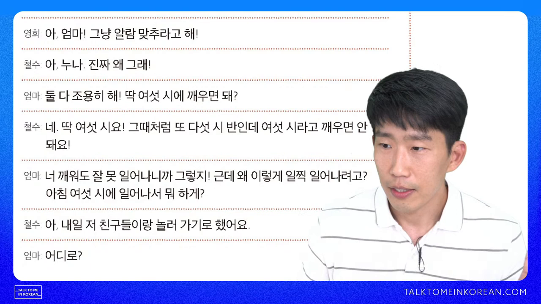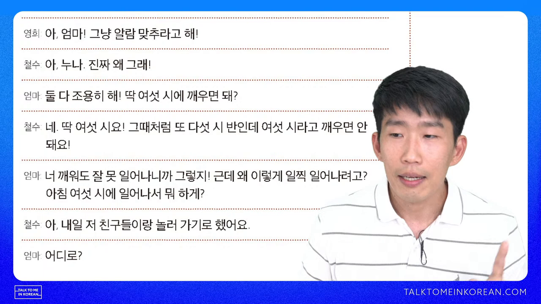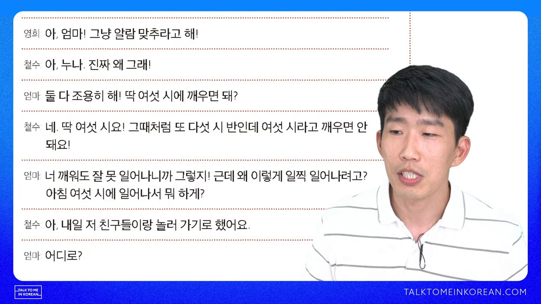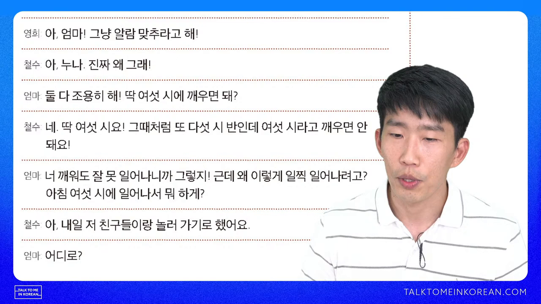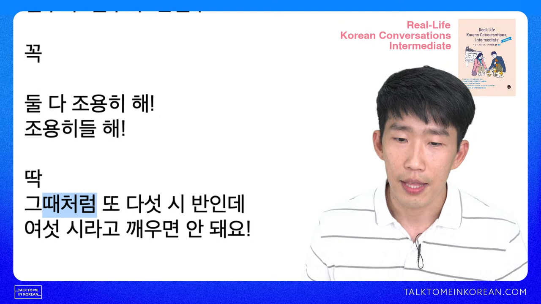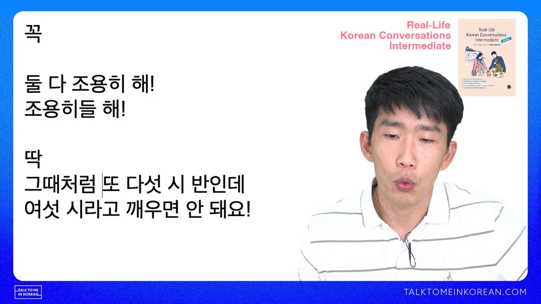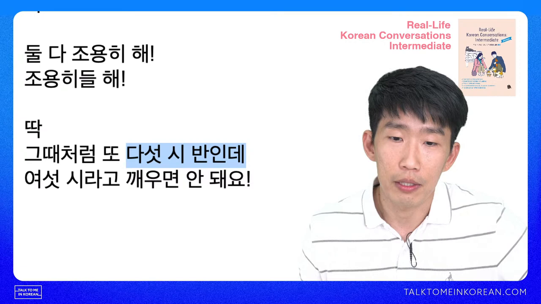And 그 다음에 그때처럼, 네, 딱 6시요. Exactly at 6 o'clock. 그때처럼 또 5시 반인데 6시라고 깨우면 안 돼요. So here, 그때처럼, like that time. So he's referring to another time before. 그때처럼, like last time. 또, again, 5시 반인데, it's 5:30, but 6시라고, saying that it's 6 o'clock.